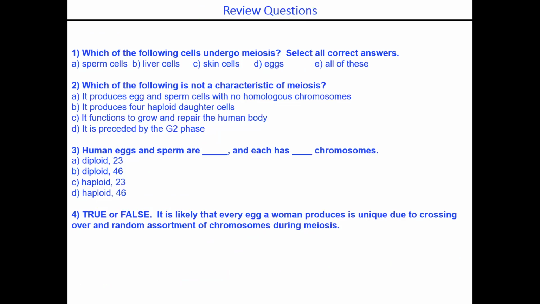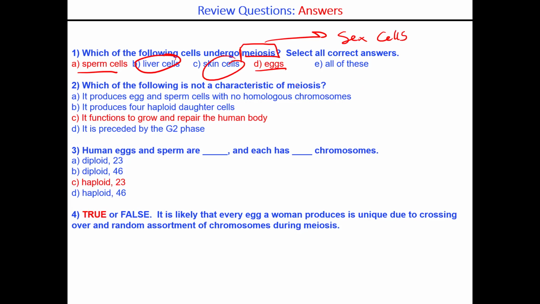All right, and then we have another set of questions. So same thing, go ahead and take a second, pause this, see if you can answer it, and then we'll come back. All right, welcome back. Let's go ahead and check these out. Which of the following cells undergo meiosis? In this case, sperm and egg cells. Meiosis, remember, is going to be all about our sex cells. So it's going to be our sperm and our egg. Everything else, liver cells, skin cells, are going to go through mitosis.